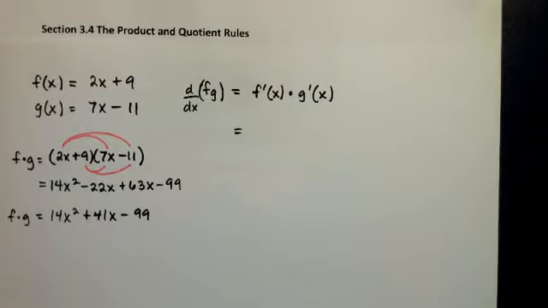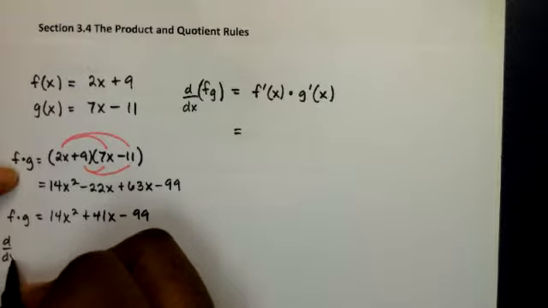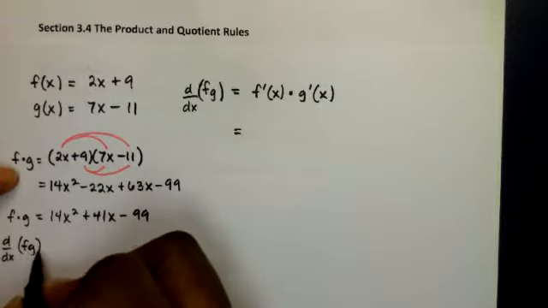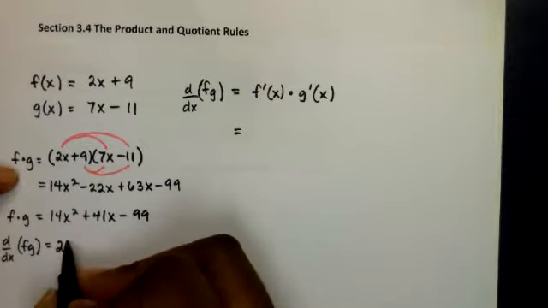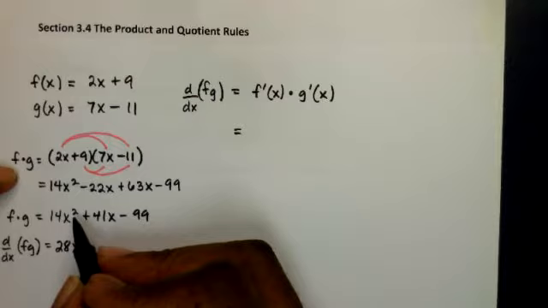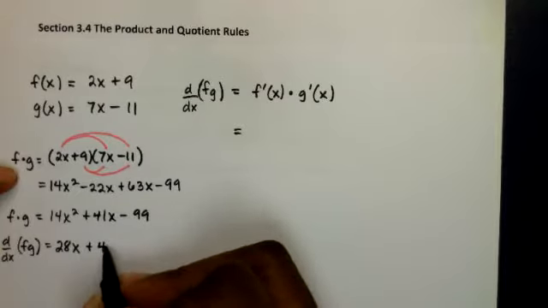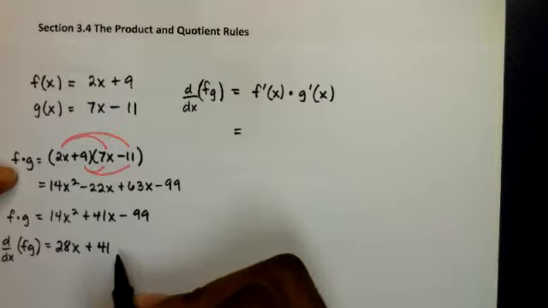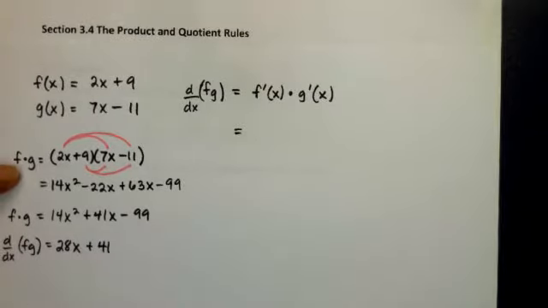Now, when I take the derivative of this with respect to x, I'm going to have this. 14x squared, bring the 2 down, multiply by 14, you get 28. Copy the x over to the 1 less power, so it'll be x to the 1, or just x. Then plus, bring down the 41, the derivative of x is going to be 1. And the derivative of a constant is 0. So the derivative of f times g will be 28x plus 41.